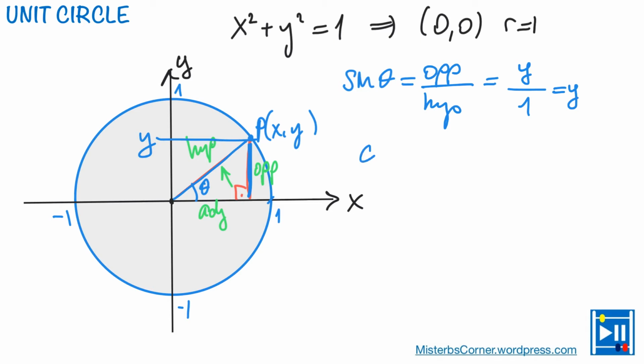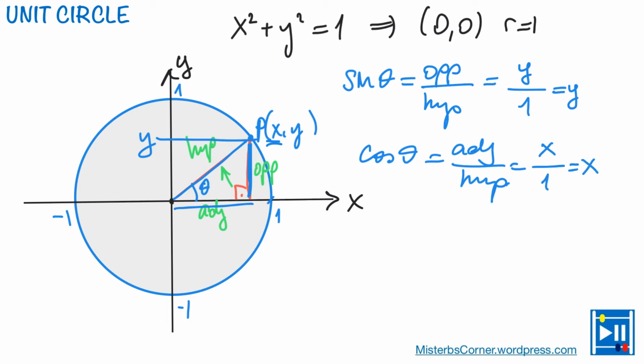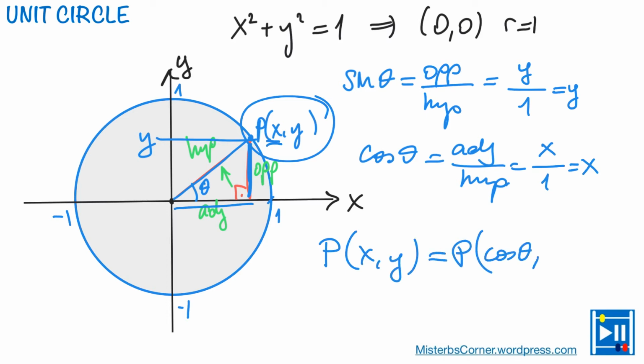So cosine theta is adjacent over hypotenuse, right? Now adjacent is the x value here, right? The x coordinate. So I'm going to write x over the hypotenuse being the radius, which is 1. So actually, this is just x. So, as you can see, I can now write the coordinates of the point P not like x and y, but rather like cosine theta and sine theta all of a sudden, right? Because cosine theta, I just calculated it to be x, and sine theta is y.